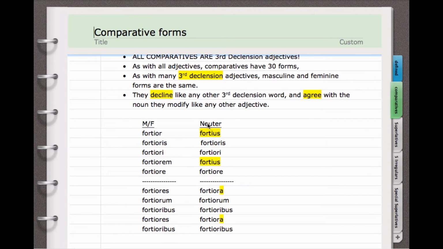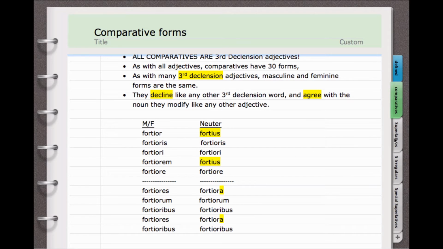The neuter, as in any neuter, is just about the same except in the nominative and accusative forms. So we will do fortius. Notice that even though the nominative is fortius here, the stem of this word remains fortior. IOR right there. Fortior. So this has an OR in it, even though the nominative does not. In the plural, we'll go fortiora, fortiorum, etc.